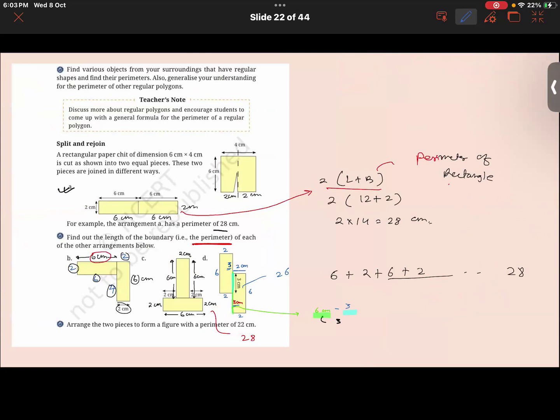Now, another question here says to arrange the two pieces to form a figure with a perimeter of 22 centimeter. Okay, now the same two pieces have to be arranged in such a manner that we get a perimeter equal to 22 centimeter. Understanding it? Okay, try to solve it.